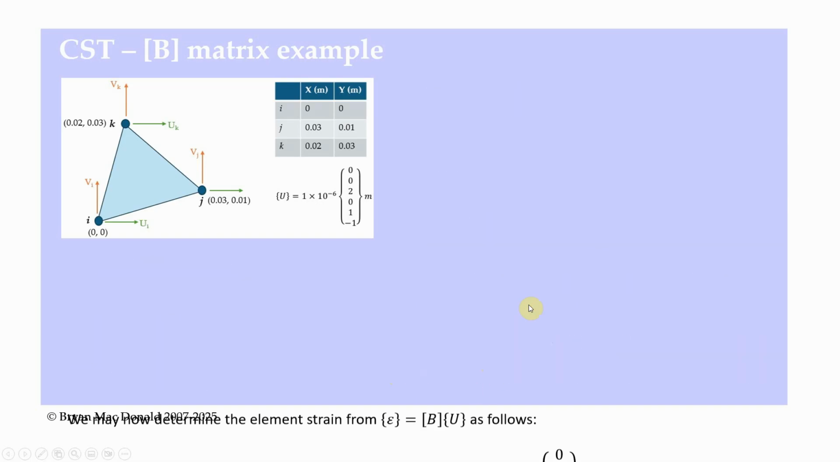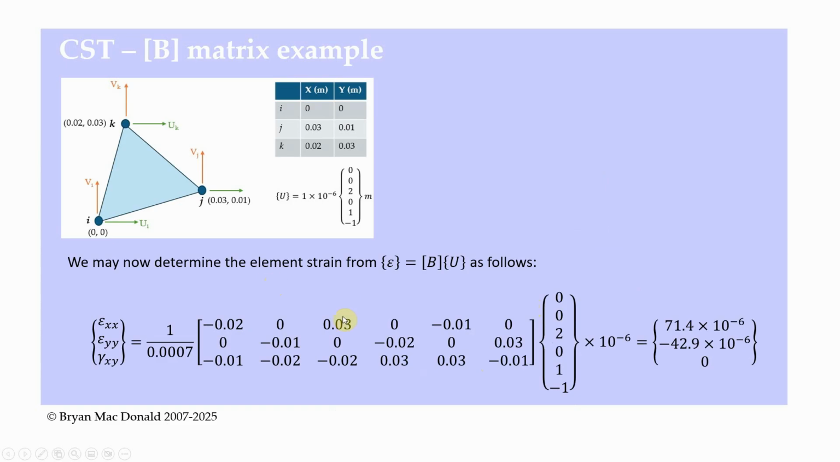So we can now determine the element strain from strain is equal to B times U. So there's our B matrix that we just worked out. The strain is going to be strain of the X, Y, and shear strain between them. And our U vector, displacement vector, is what we were given up here. We just put that in there, and we multiply these out.